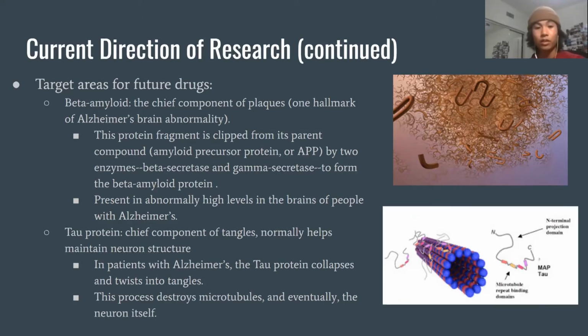And so next, in-depth research is also being performed on the mechanisms that cause the tau protein to collapse and twist into tangles. And so this formation is detrimental to the microtubules, as eventually the whole neuron itself can be destroyed. And obviously this causes the progression of Alzheimer's and the deterioration of memory.